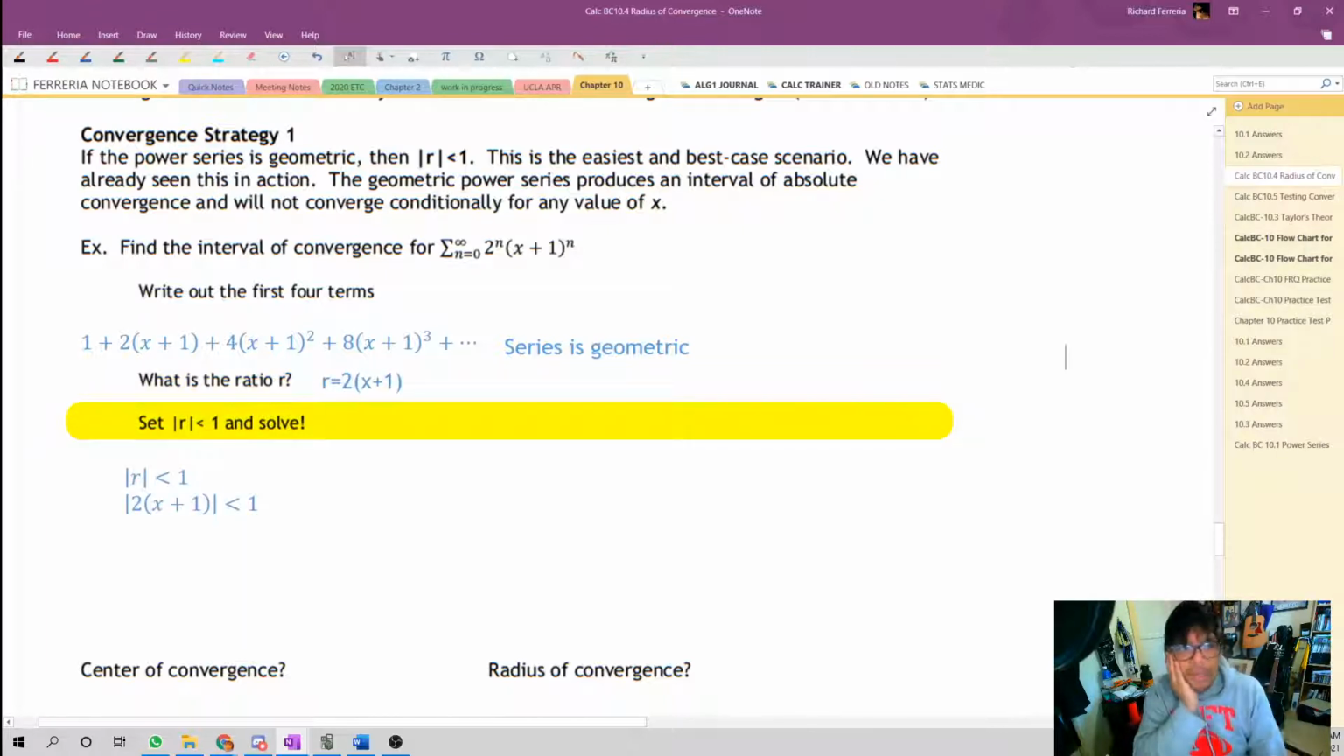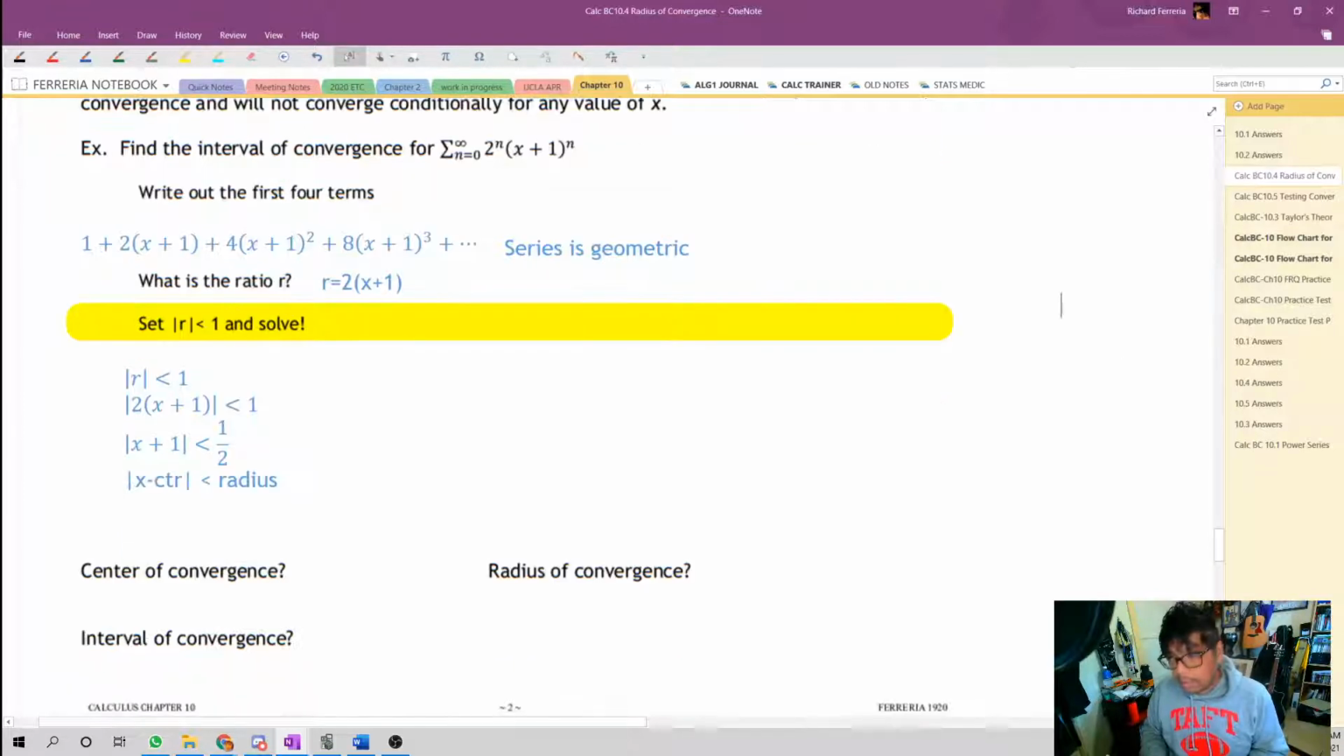So the absolute value of r is less than 1, which means the absolute value of 2 times (x + 1) is less than 1. Multiply both sides by 1/2, and you get |x + 1| < 1/2. Compare that to the sentence |x − center| < radius, and we can see the center is going to be -1, and the radius is going to be 1/2.